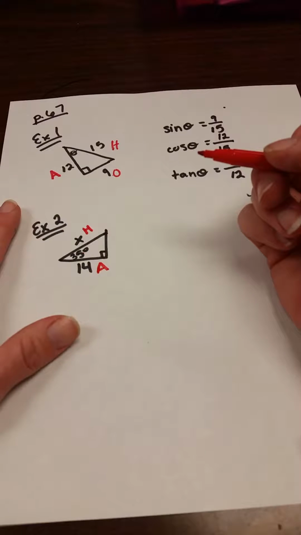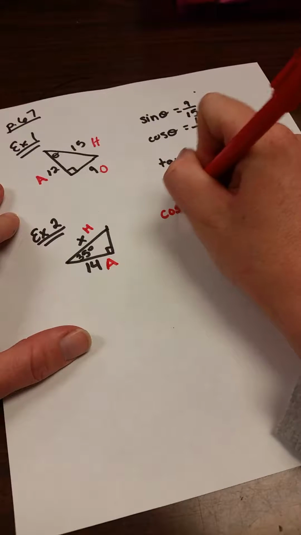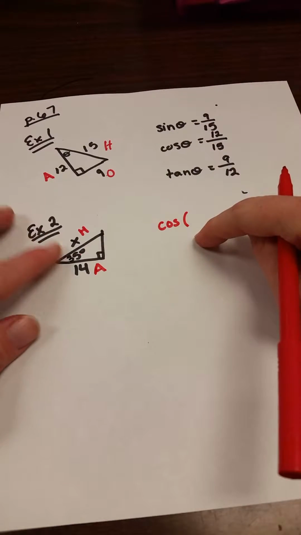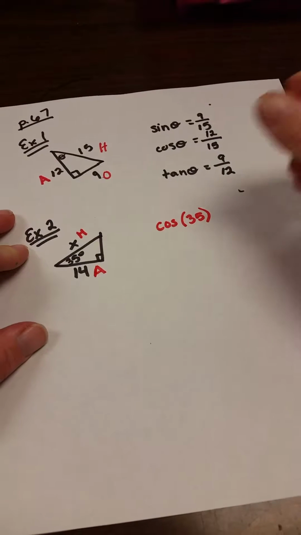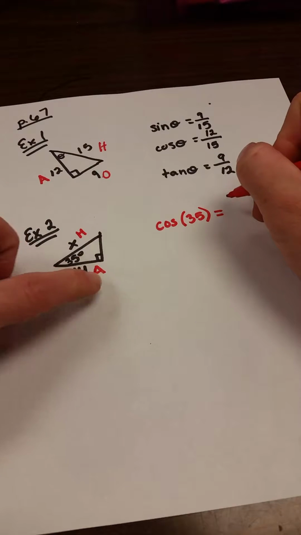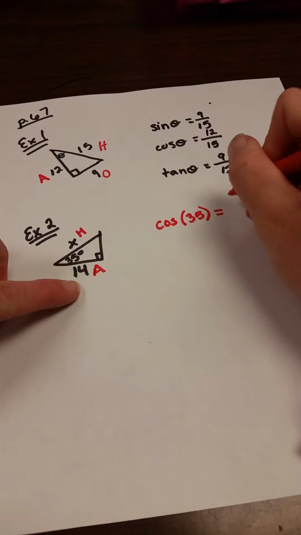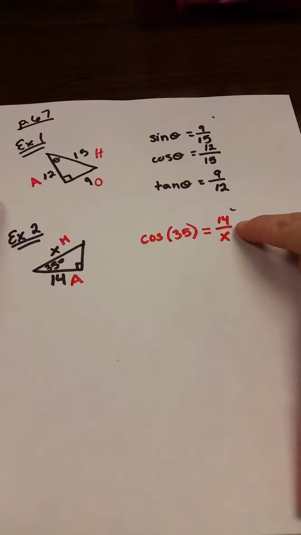So I'm going to do a and h, which is cosine. This is your ka. So I'm going to have cosine of, and instead of putting theta like we did up here, we actually know the angle, so we're going to put in 35. Cosine of 35 equals adjacent over hypotenuse, because it's ka, so the a goes first. So 14 over x. Okay, so this is my equation.